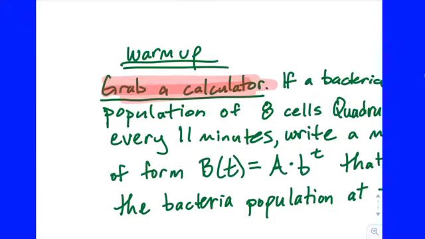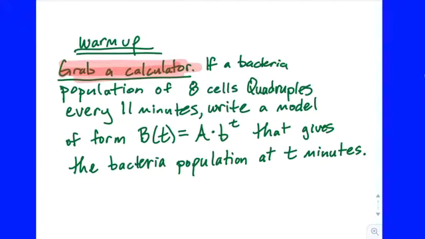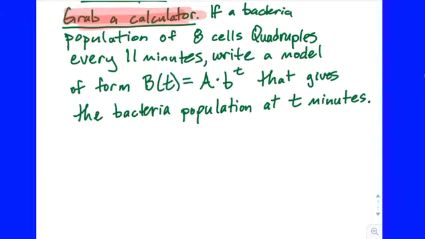All right, okay, good. If a bacteria population of 8 cells quadruples every 11 minutes, write a model of the form B of T. I chose B for bacteria. You could choose A for amount, or Y, equals A times B to the Tth power. That gives the bacteria population in T minutes. Okay, so here we go.